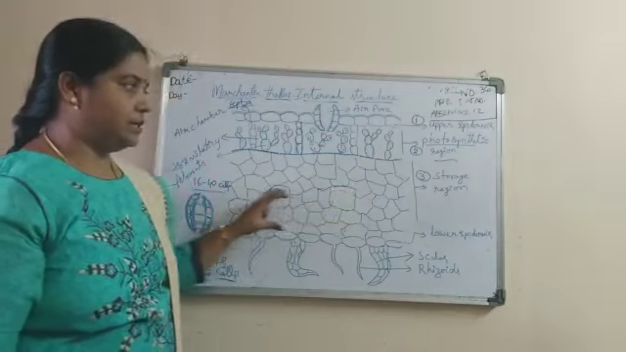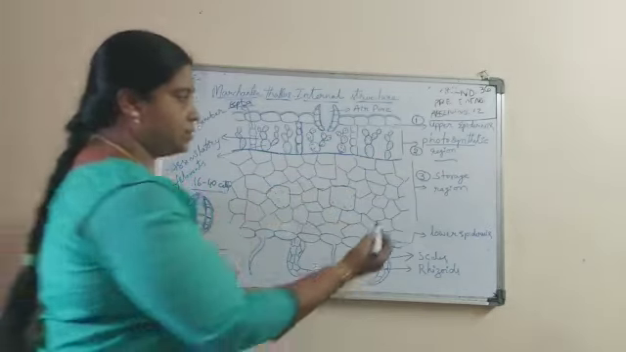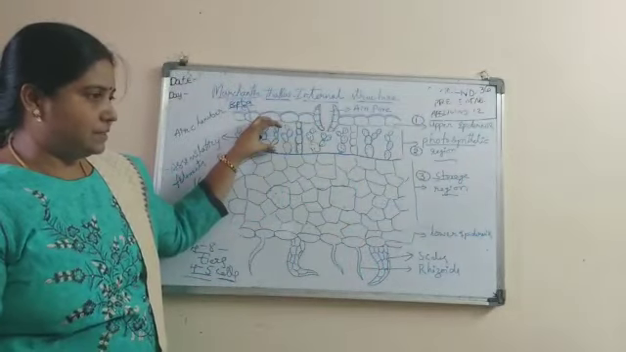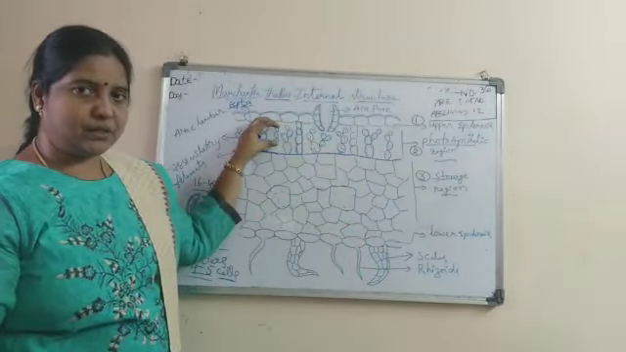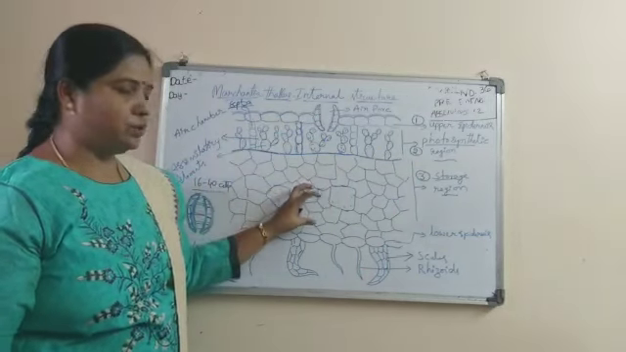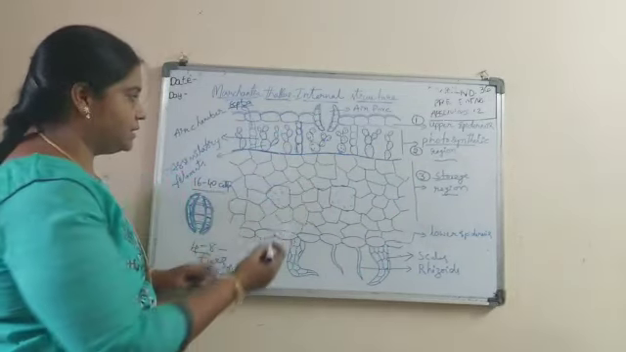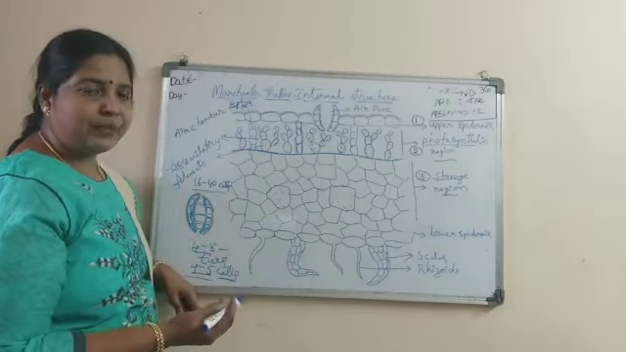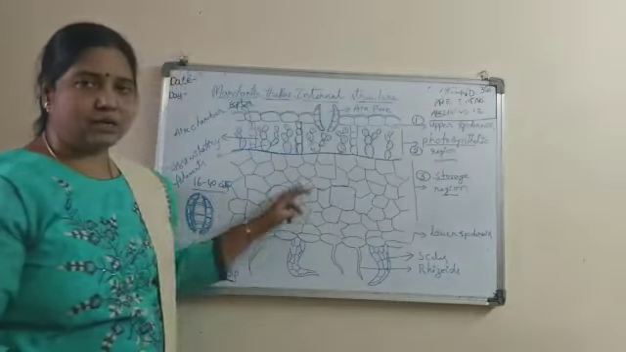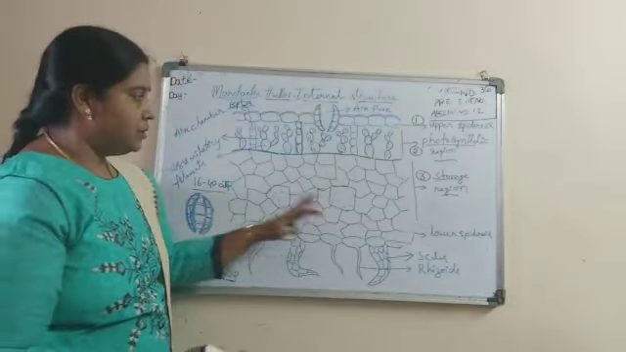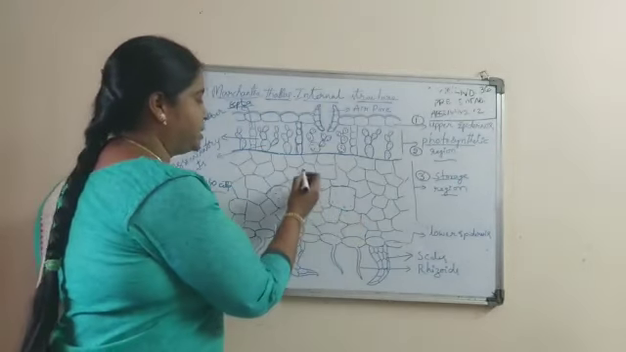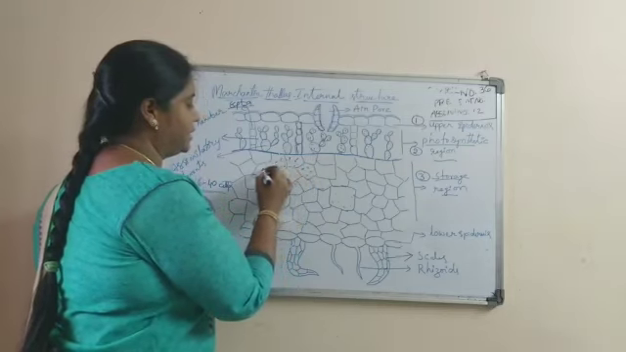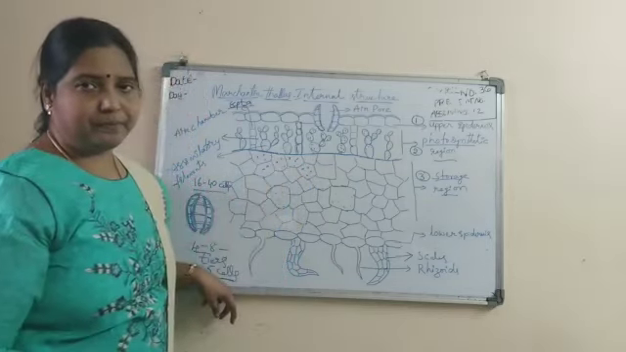Now coming to the third region, the storage region. The food materials prepared by photosynthesis are stored in the storage region. The storage region consists of parenchymatous cells, which are compactly arranged without intercellular spaces. This parenchymatous tissue has many starch grains and less chlorophyll.